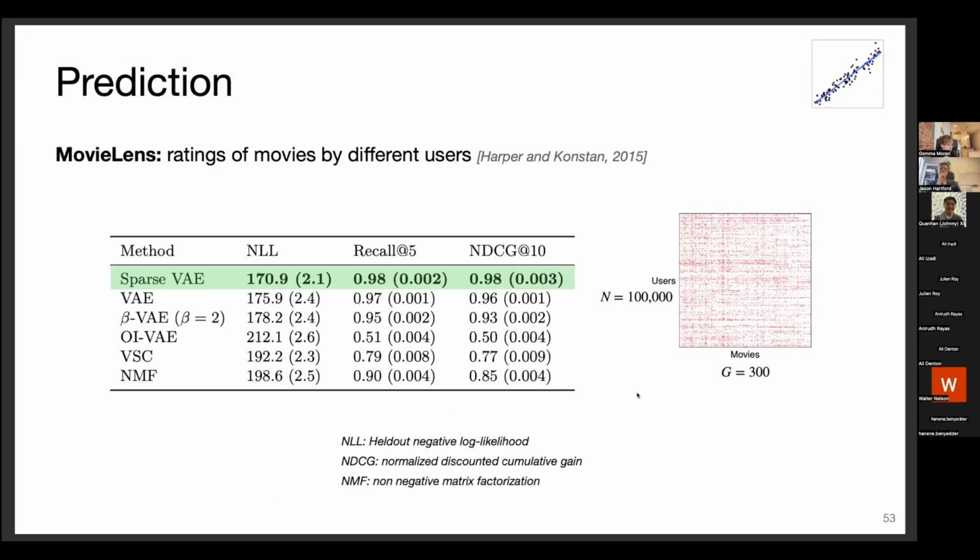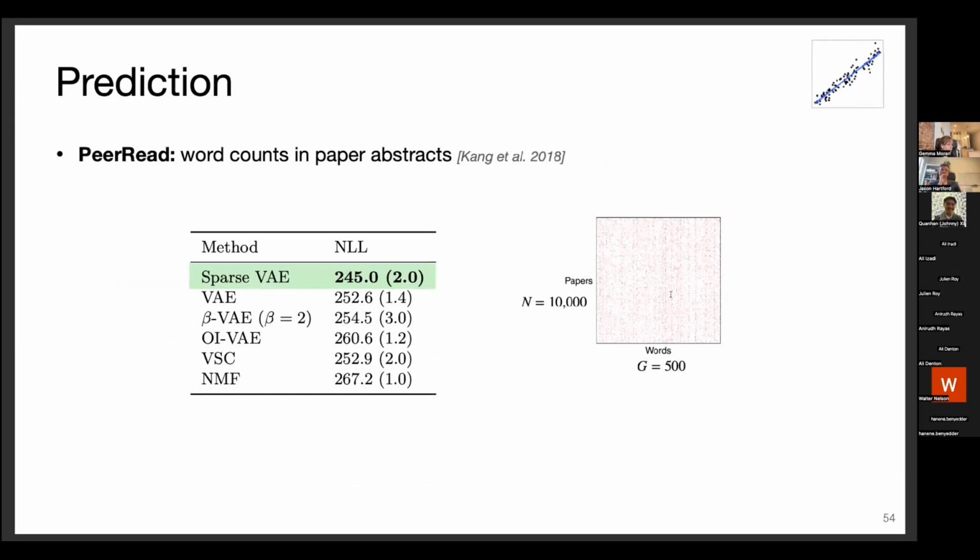We also look at held out prediction or reconstruction on the MovieLens data set, which is a data set of ratings of movies by different users with 100,000 users and 300 movies. We look at held out negative log likelihood and normalized discounted cumulative gain, which is a ranked version of recall, as well as recall, where we're doing better than these other methods. So we're not sacrificing our reconstruction by having this sparse penalty. And we see a similar story with this PeerRead data set as well, consisting of word counts in paper abstracts.